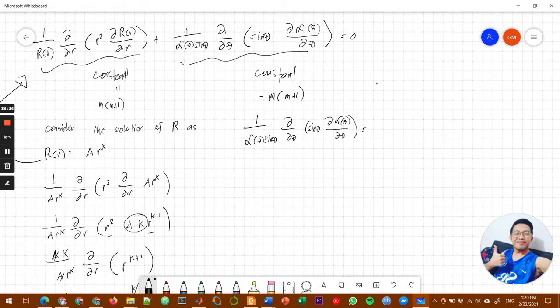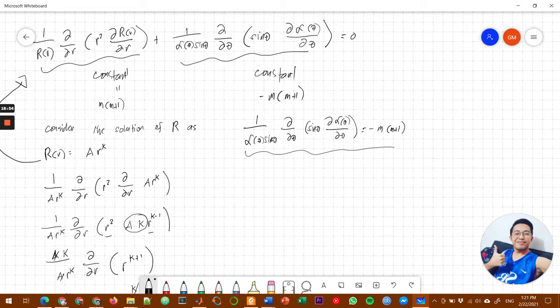So this is equated to negative m plus 1. Okay? So the solution actually here is in terms of Legendre polynomials. So let me take a look at this Legendre polynomial.